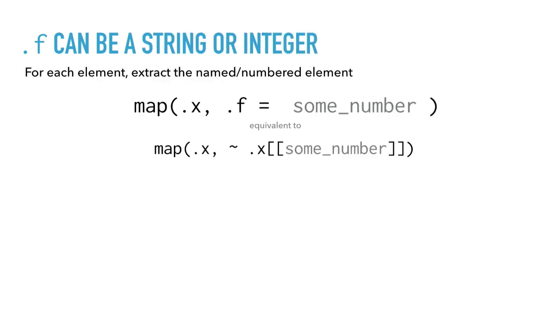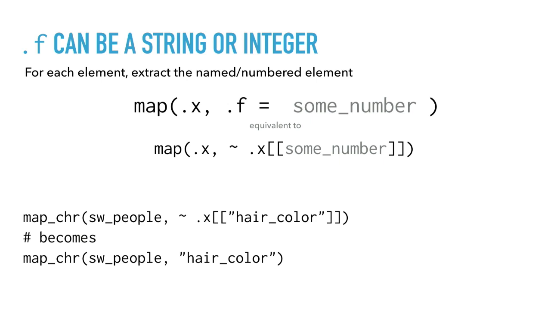And it means that some of the examples we have already had, we can write in an even shorter way. So if all we're doing is pulling out the hair color from each element, we can simplify that. Instead of specifying that formula, we can just specify the string hair_color. And that's the same with integers. You could just give a number here, and that's just going to pull out that numbered element. So if I put a 1 in there, if I say map_chr SW people 1, I'm just going to get the first element back from every person.